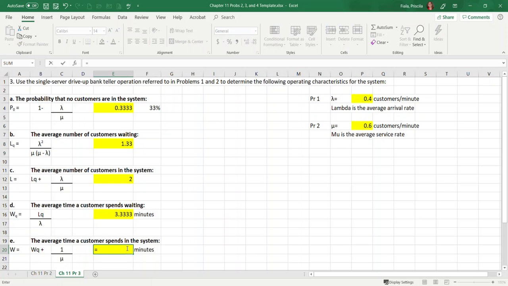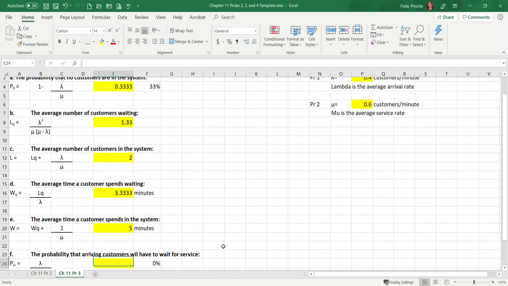So now the average time again that a customer spends in the system, not waiting, in the actual system. So now we have the average time a customer spends waiting. Okay, so equals this value over here, just following the formula. That is WQ, this value over here, plus 1 divided by my service rate. So the average time a customer spends in the system is 5 minutes.